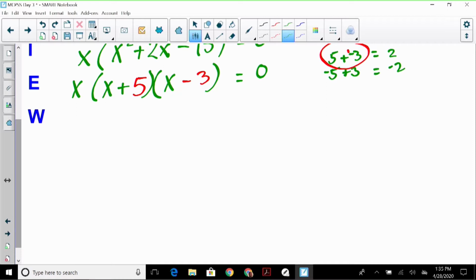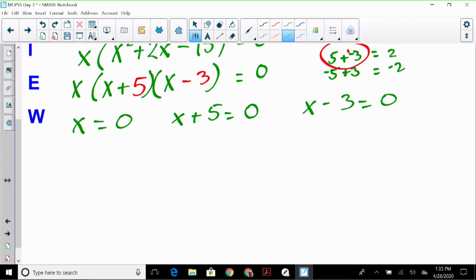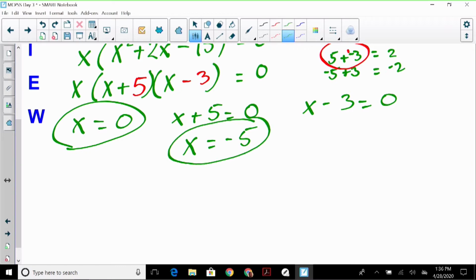So we take x, set it equal to 0. Take x plus 5, set it equal to 0. x minus 3, set it equal to 0. That's already 0. x equals 0. Here, to get x by itself, you subtract 5 from both sides, and x will equal negative 5. x minus 3 equals 0. You need to add 3 to both sides, so x will equal 3. So notice we have 3 values for x.